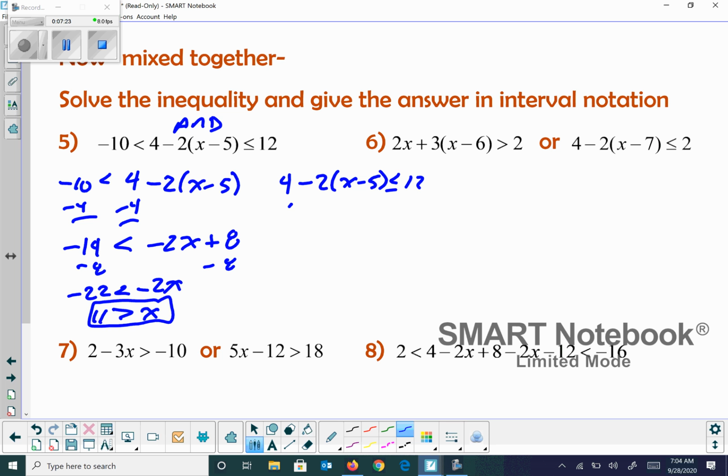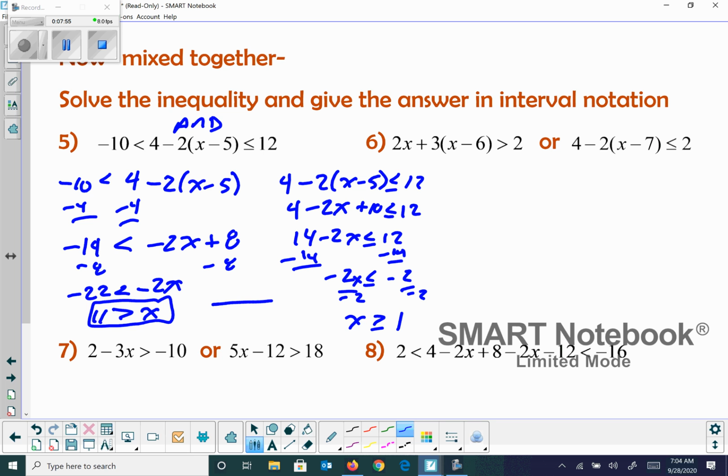And next problem, so 4, I could have subtracted this 4, but I'm leaving it over here. Plus 10 is less than or equal to 12. That's going to give me 14 minus 2x is less than or equal to 12. Subtract 14. So negative 2x is less than or equal to negative 2. Oops, forgot the x. Divide each side by negative 2. Sign's going to flip.